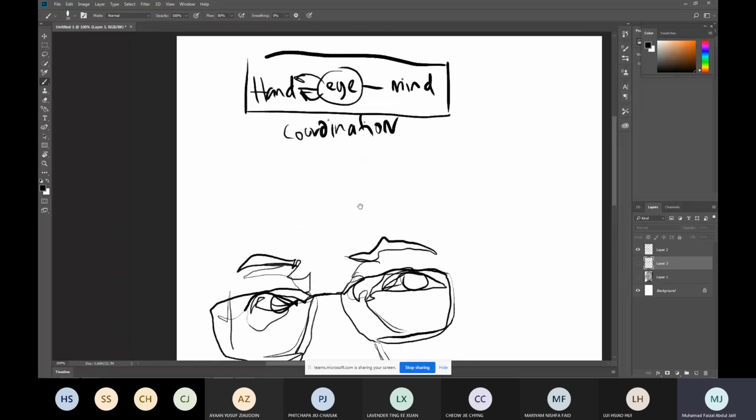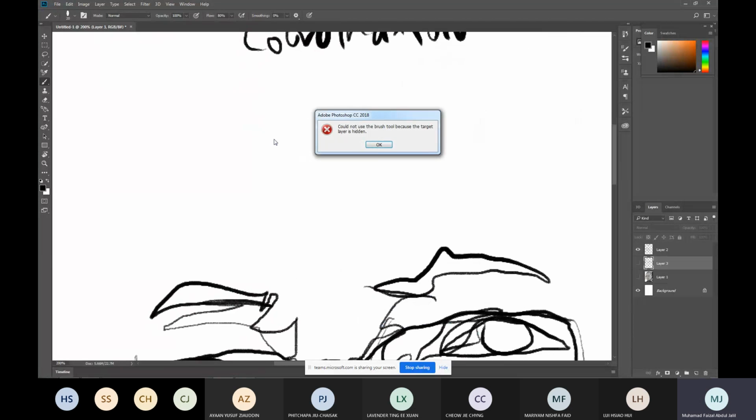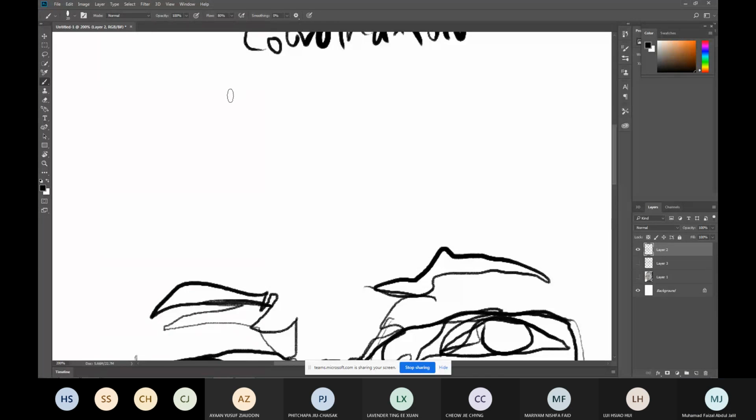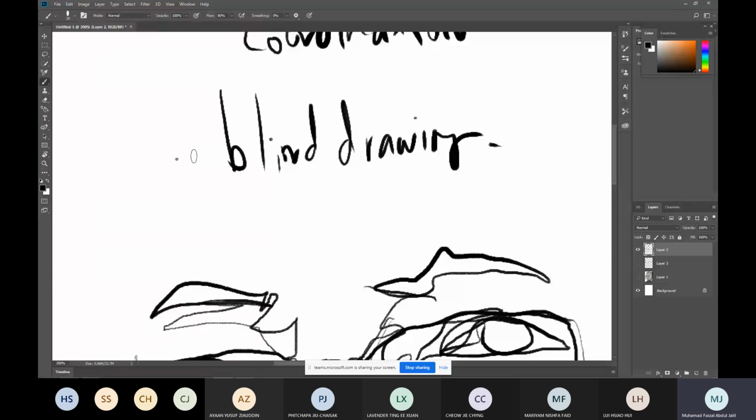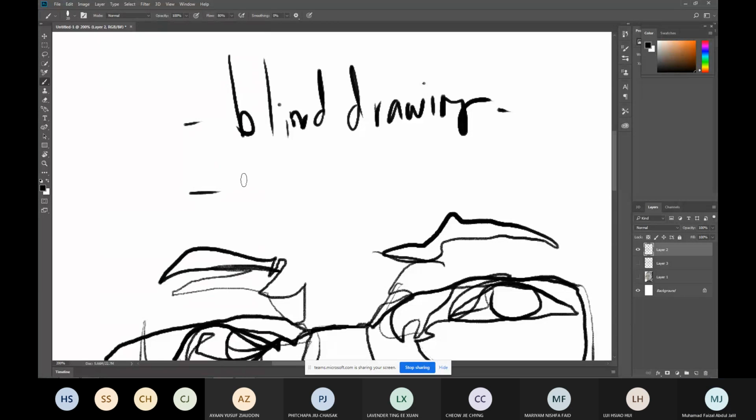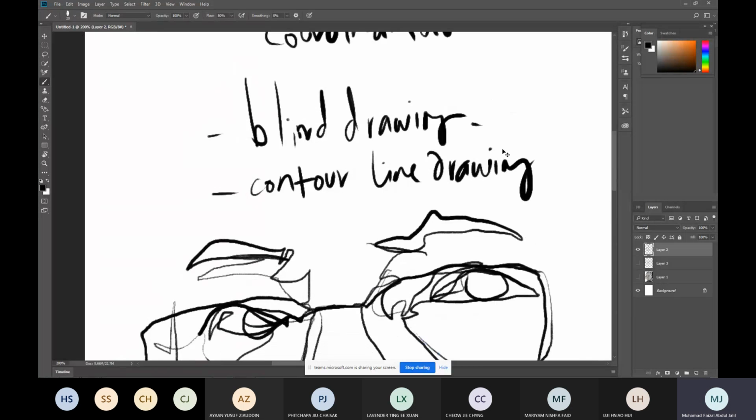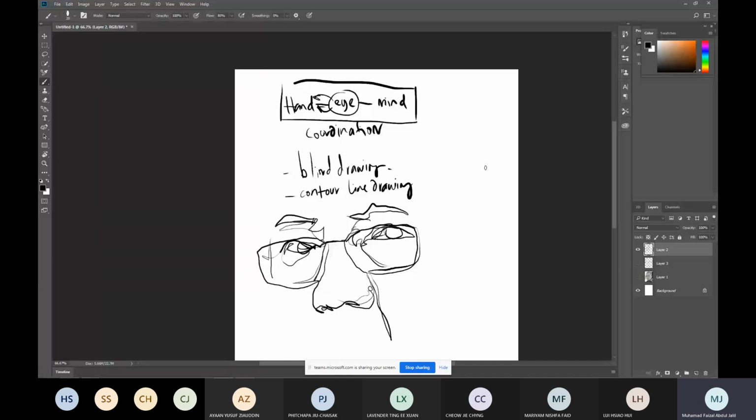So remember that, guys. One of the first exercises that we did for the drawing classes is blind drawing. Blind drawing is one of the first exercises that we always did, and then we work with the contour line drawing. If you really want to be good at what you do in creative studies, especially in design, don't take these two exercises for granted or lightly.